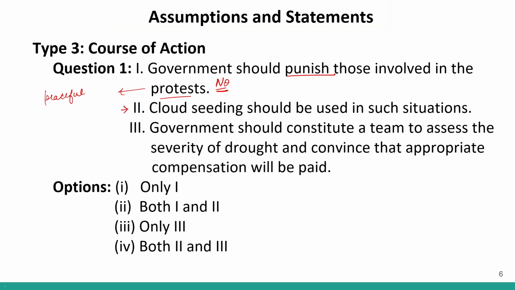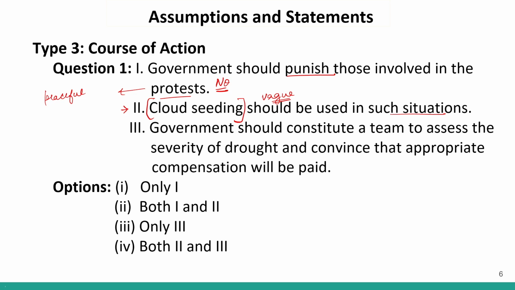Second one says cloud seeding should be used in such situations. Again, cloud seeding, this is nothing to do with the statement. Cloud seeding is a process, but it has no relevance with the original statement. So this is a vague statement of sort. This is a vague statement, so this cannot be an appropriate response.